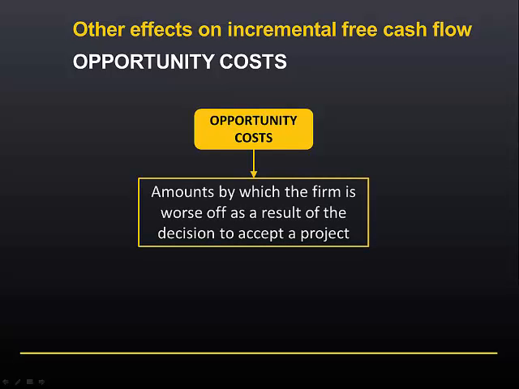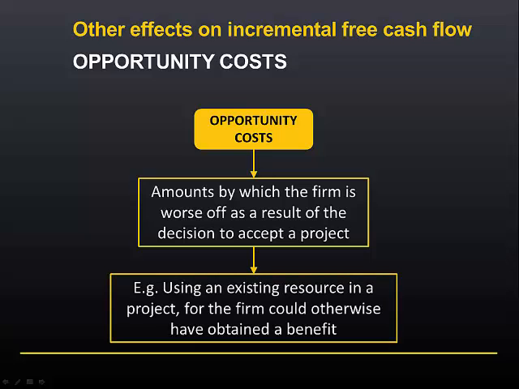Opportunity costs are amounts by which the firm is worse off as a result of the decision to accept a project. They aren't actually cash flows that we can identify relating to the project. They are cash flows which would occur if the project does not proceed, and therefore we regard them as incremental cash flows because they're amounts of money that we're worse off if the project is accepted.